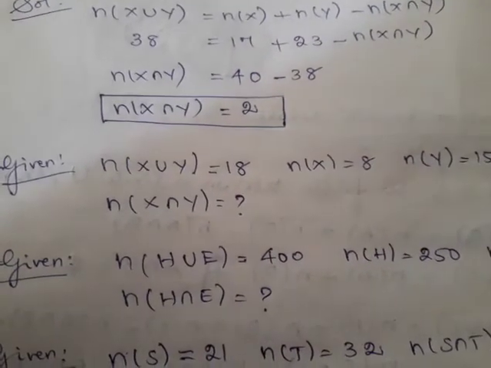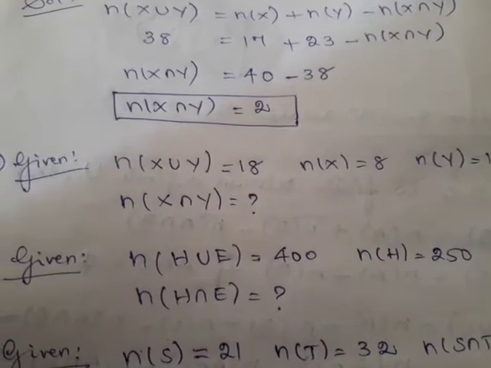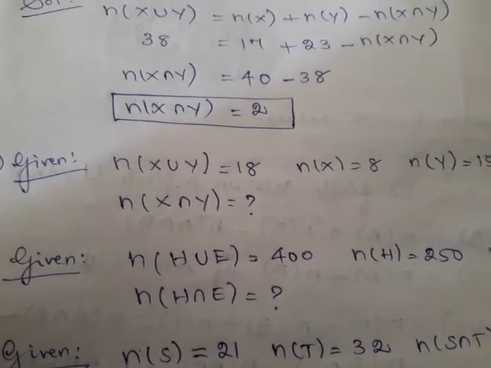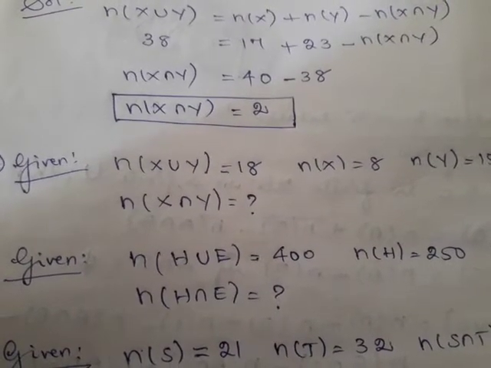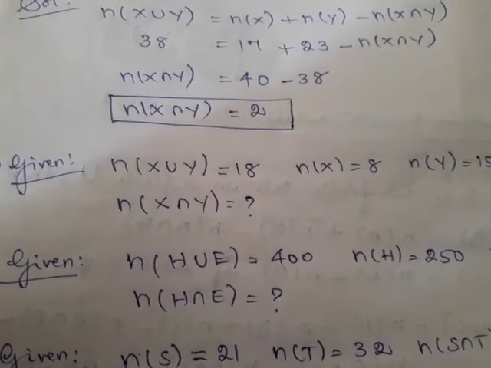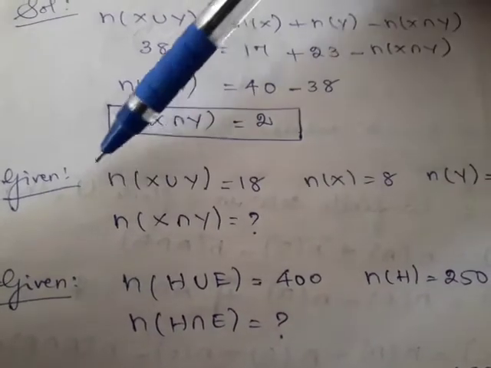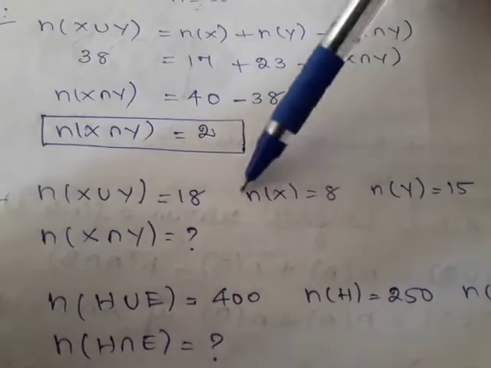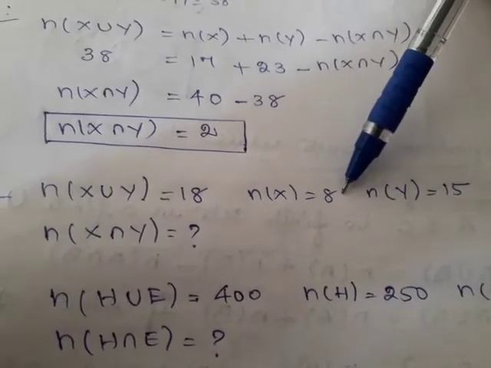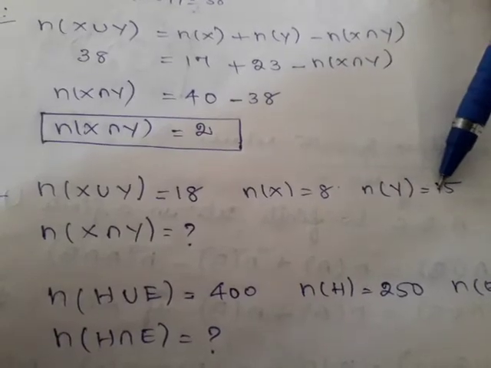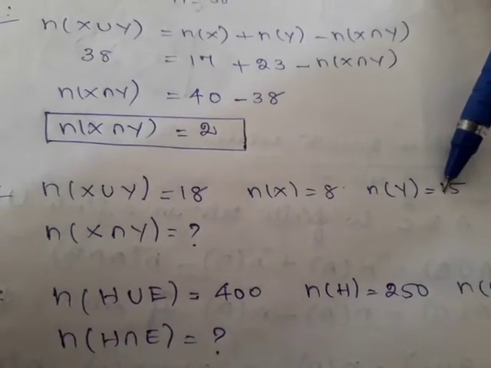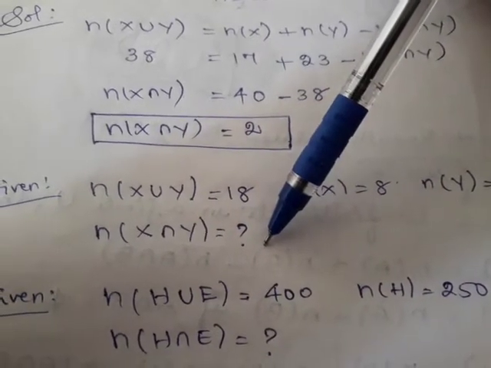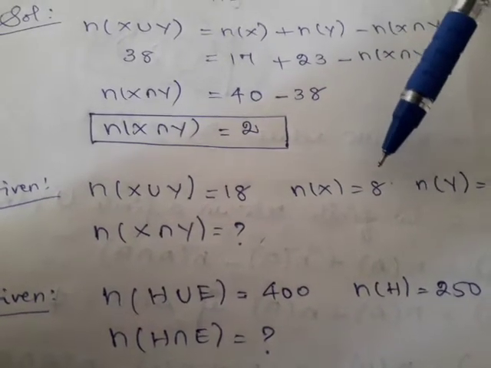Let us see the second question. If x and y are two sets such that x union y has 18 elements. So they have given it in words, it has 18 elements means n of x union y. So I expressed in notation, n of x union y is 18, and they have given x has 8 elements, which means n of x is 8, and y has 15 elements, so n of y is 15. And how many elements does x intersection y have? So n of x intersection y they asked you to find out.